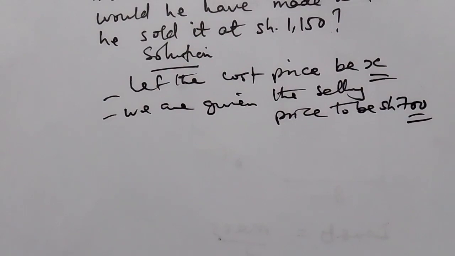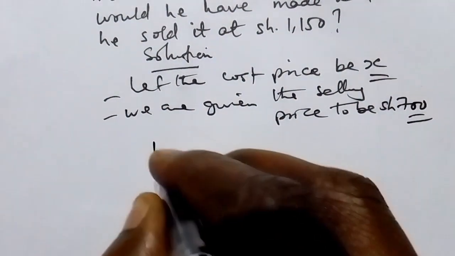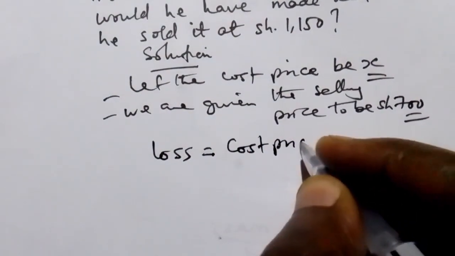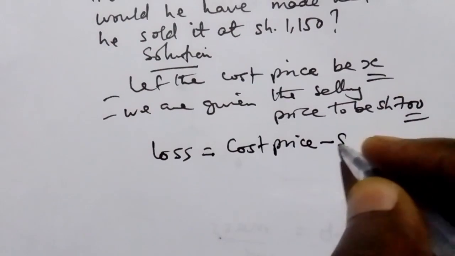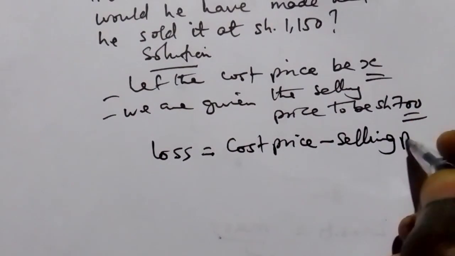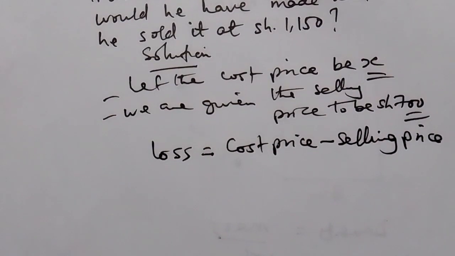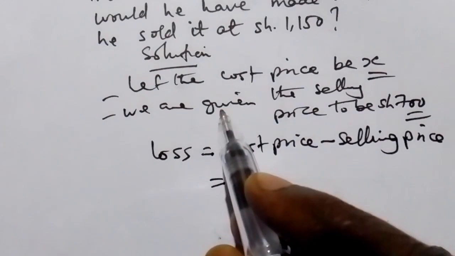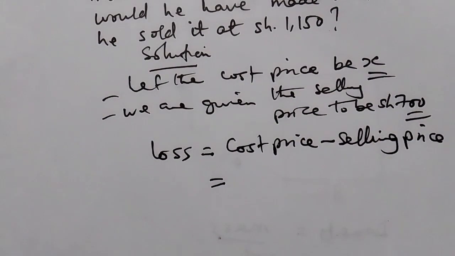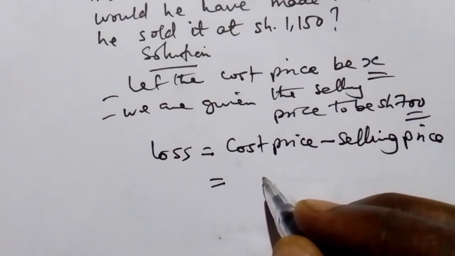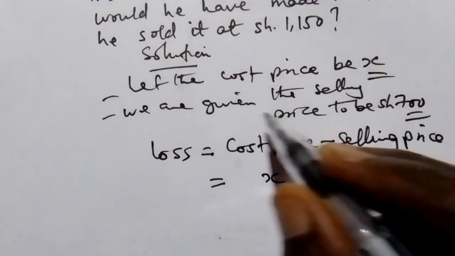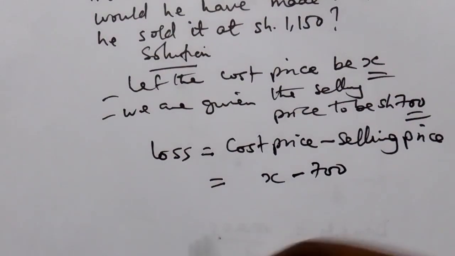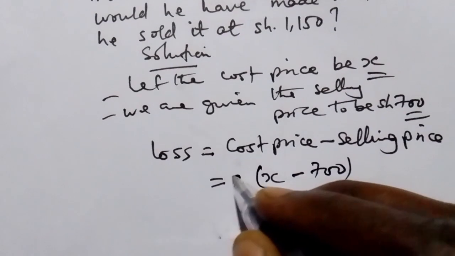So what is the formula for loss? Loss is equal to cost price minus selling price. And in this case, it is cost price X minus selling price 700. That is the loss.